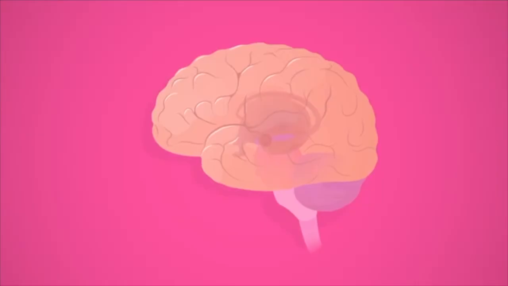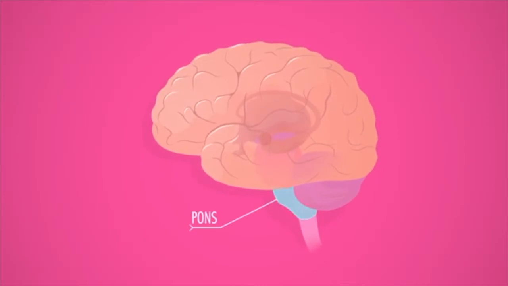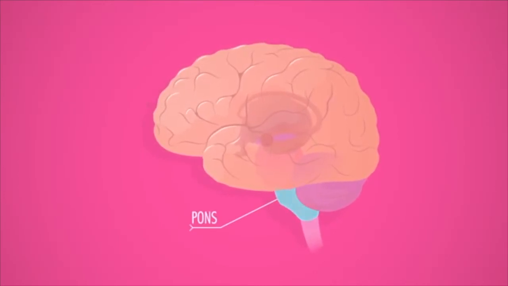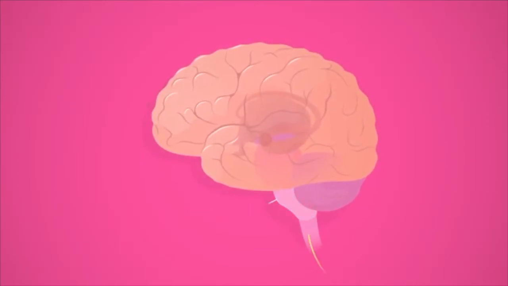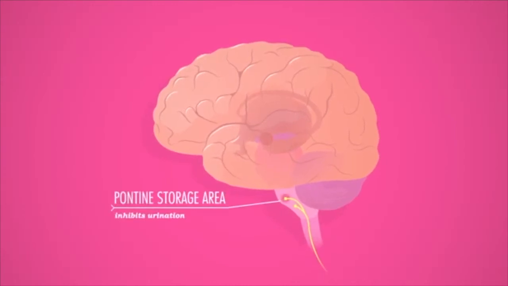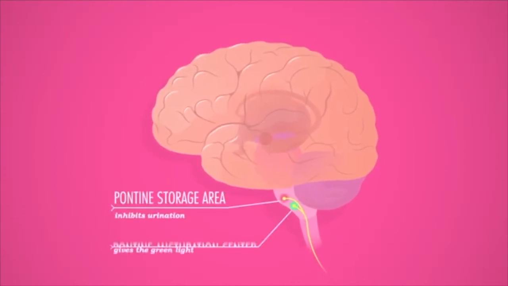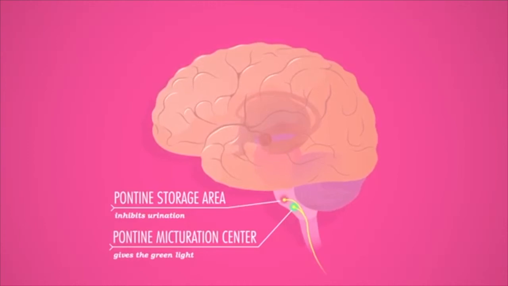When you're a baby, those stretch receptor impulses trigger a simple spinal reflex that coordinates this whole process, and you have no real control over when you pee. But within a couple of years of birth, your brain's circuits have developed the ability to override simple reflexive urination and to choose a different neural pathway. So how's that possible? Well, an area of your brainstem called the pons contains 2 different centers that lock down your urination control, or lack of it. There's the pontine storage area, which inhibits urination, and the pontine micturition center, which gives it the green light.